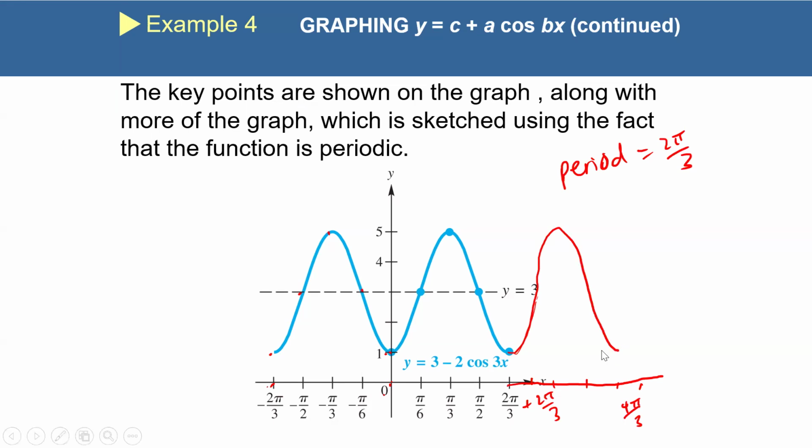So, when it says to repeat or sketch, you just have to decide: are you going to go to the left or to the right? If you're going to the left, then you go to the beginning of the cycle we were at and you subtract. If you're going to go to the right, you go to the end of the cycle we're at and you add your period.